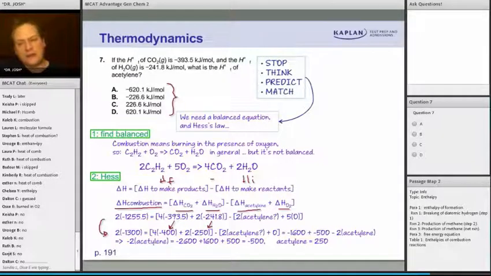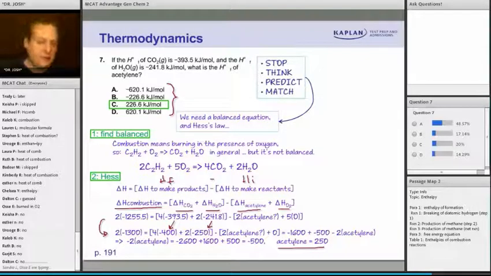Because note, these answer choices are pretty far apart from each other. So the farther apart your answers are, the more liberal you can be with your estimating. Make your math easier. Make everything end with zeros. Because when you do all this math, you're going to find out that acetylene should equal 250, and that's going to be closest to answer choice C.